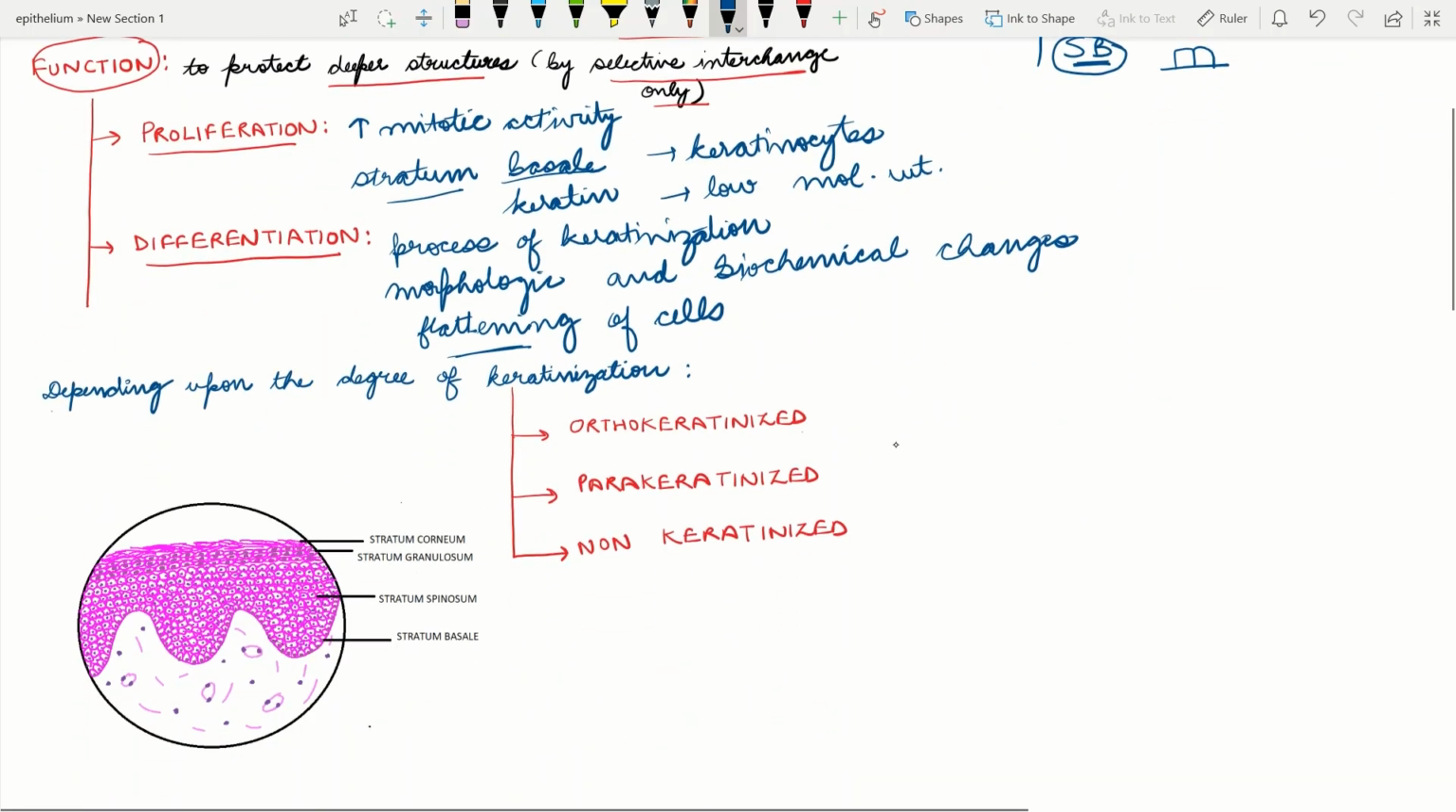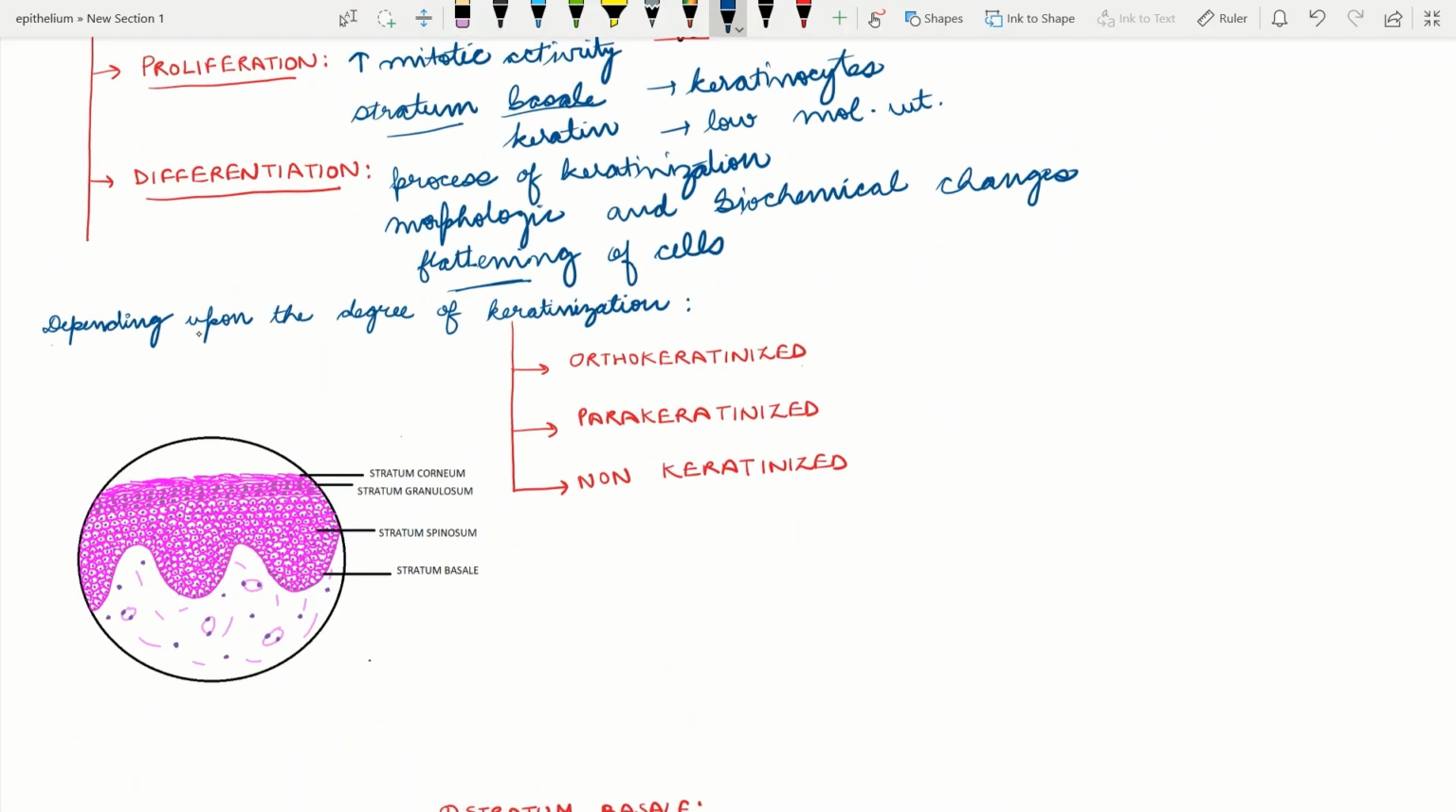Now, depending upon the degree of keratinization, the epithelium can be orthokeratinized, parakeratinized and non-keratinized. So if the process of keratinization is complete, then it is referred to as orthokeratinized. If it is partial, then it is referred to as parakeratinized. And the third type is your non-keratinized.